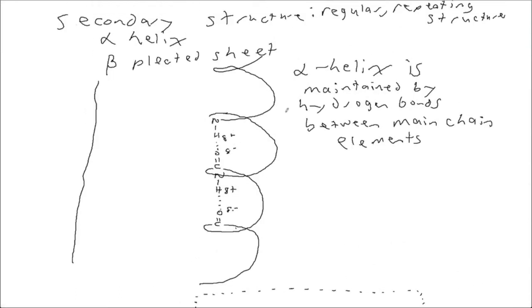Okay. So what is it that maintains the shape of the alpha helix? The hydrogen bond between the carbonyl carbon and the nitrogen hydrogen. On the main chain or on the side chain? On the main chain. Okay, good.